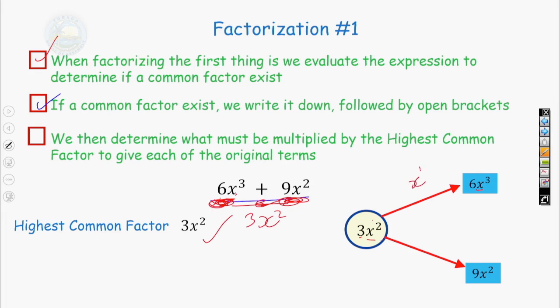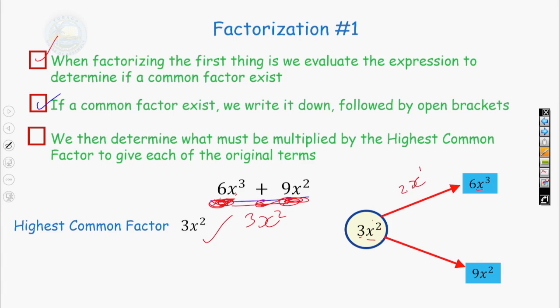But I'm not finished because I have coefficients. So I need to work my coefficients as well. 3 multiplied by what is going to give me 6? 3 multiplied by 2. So this is what we're saying here now: 3x squared multiplied by 2x gives me 6x cubed.